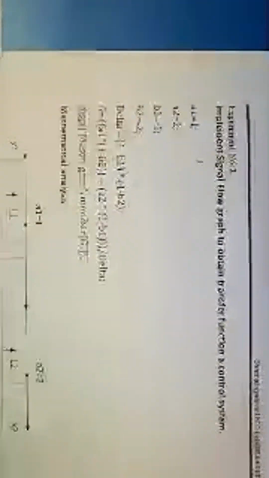After running, you will see the result, which is going to exactly match with this code, right? So that's how you should do the implementation of signal flow graph to obtain the transfer function of a control system.